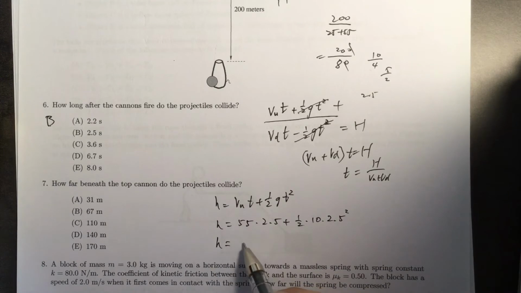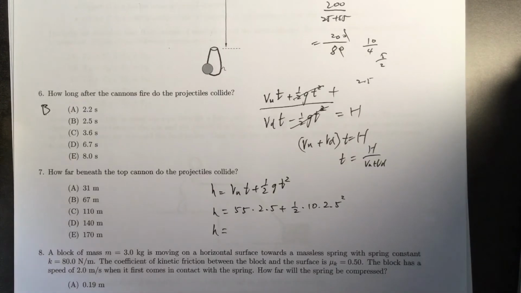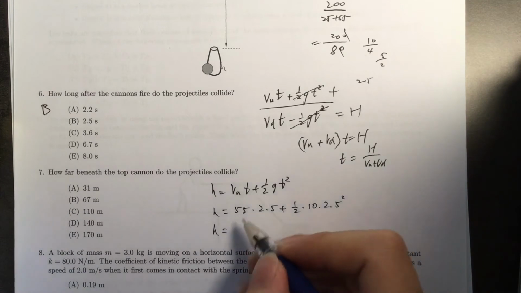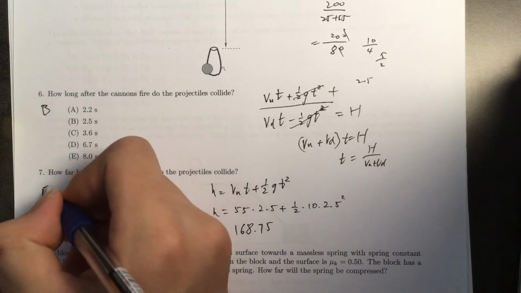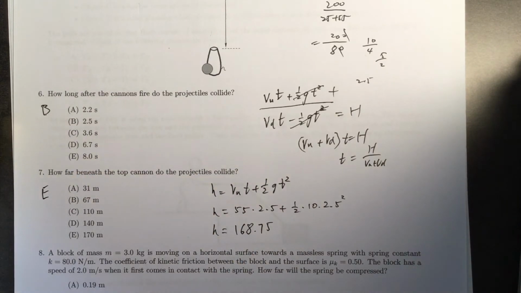So H is equal to, let's use our calculator, 55 times 2.5 plus 0.5 times 10 times 2.5 squared, which is equal to 168.75, which is about 170. Okay, so 170, that will be the solution.